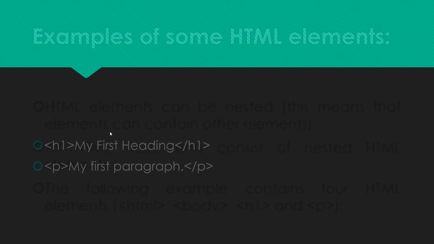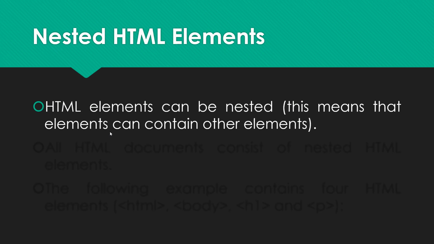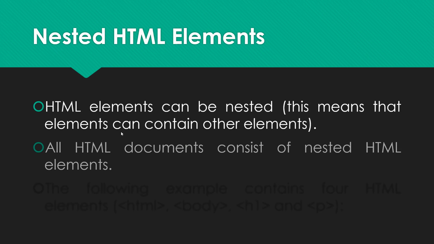We have another type of HTML element, which is the nested HTML element. An HTML element can be nested. It means that elements that can contain other elements are what we call nested elements. In simple terms, anything that can contain another thing is what we call nested. If a tag is contained in another tag, that is what we call a nested HTML element.